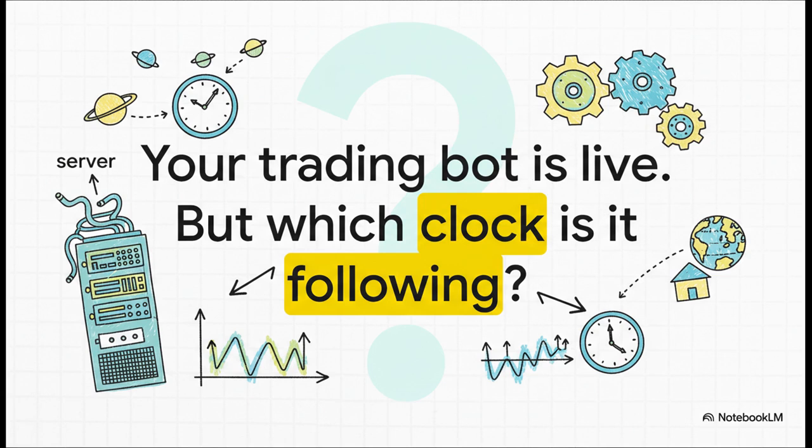Okay, so let's really think about this for a second. You've coded your expert advisor, it's up and running, it's watching the market, but have you ever stopped and asked, what clock is it actually looking at? Is it your computer's clock? Is it the server time in London? This is way more than just a minor detail, because if you get this wrong, your time-based rules could be completely out of whack with the market.